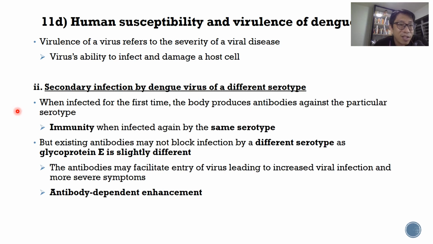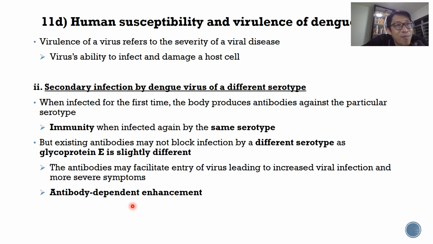Secondly, it's called antibody-dependent enhancement, mentioned here, which comes about if we have a secondary infection by the dengue virus of a different serotype. Remember the problem with antibodies just now, and remember that there are different serotypes of the dengue virus in which the glycoprotein E is slightly different.